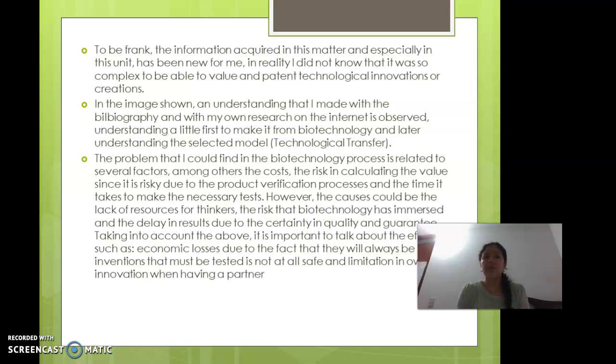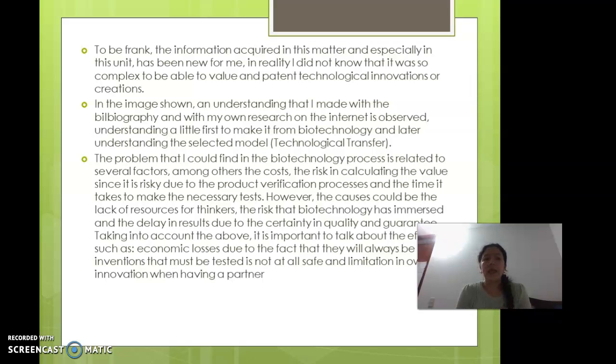To be frank, the information acquired is the matter, and especially this unit has been new for me. In reality, I did not know that it was so complex to be able to value and patent technological innovation of creation. In the image, I show what I understood, made with the bibliography and my own research on the internet, understanding biotechnology and later the technology transfer selection model.